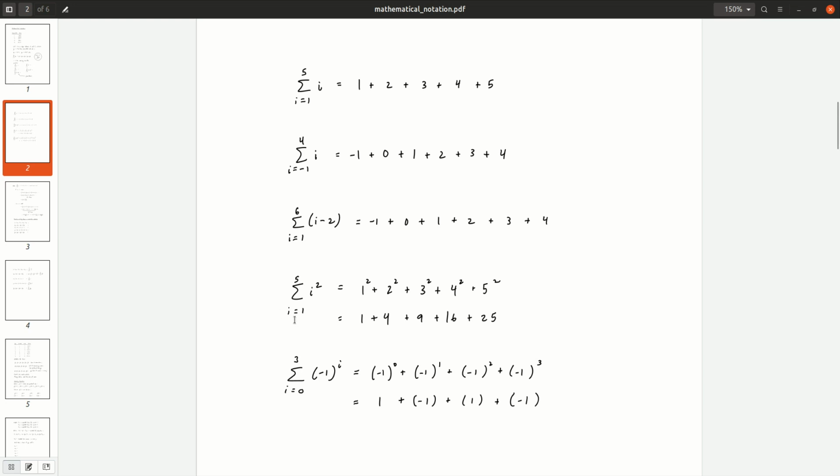All right. The next one is i equals 1 to 5 of i squared. So it's going to be 1 squared plus 2 squared plus 3 squared plus 4 squared plus 5 squared. If you wanted to write each of those out, you would get this.